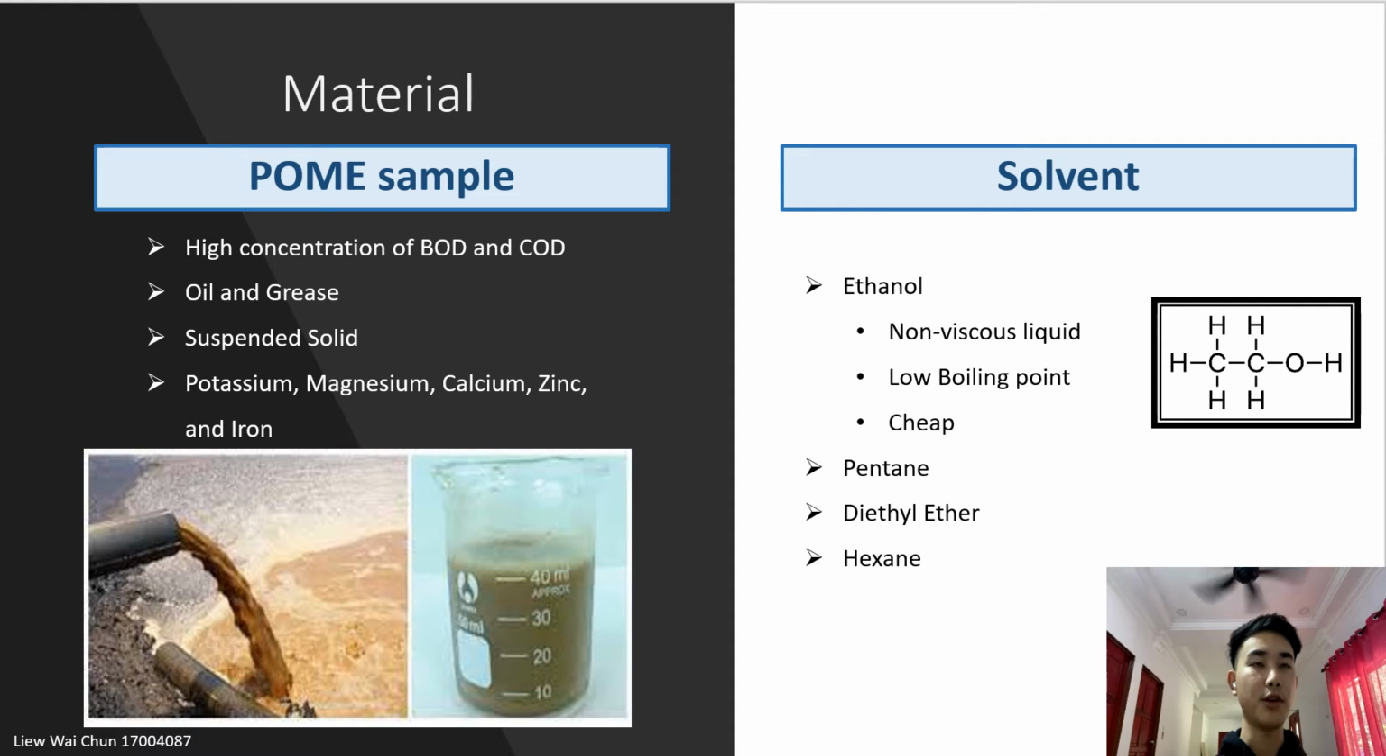Ethanol has a low boiling point, which allows the efficient recapture of the ethanol and the subsequent separation of the extracted compounds. It is a cost-effective measure to perform oil extraction by retaining the target properties of the extract. Other than that, pentane, diethyl ether, and hexane can be used for oil extraction as well.